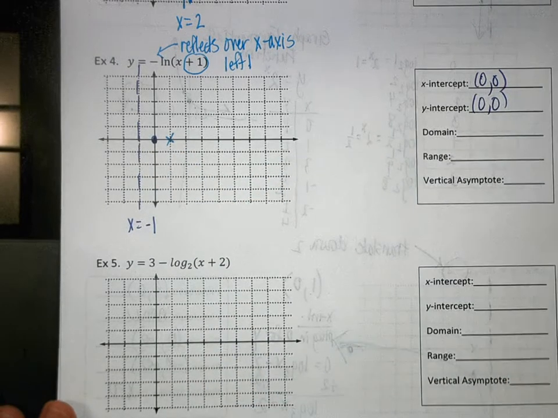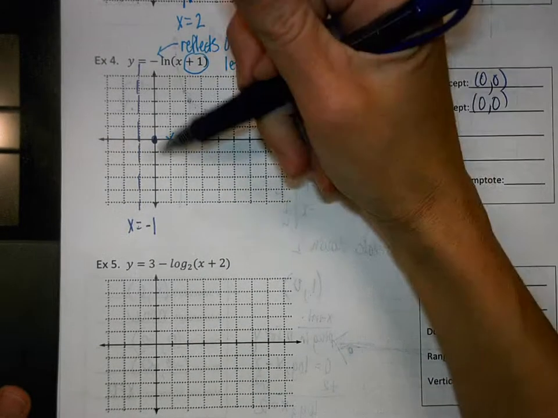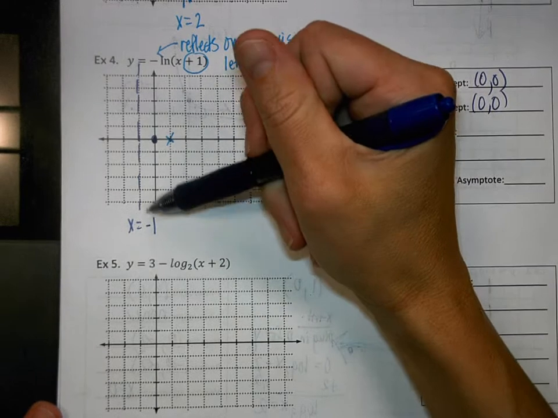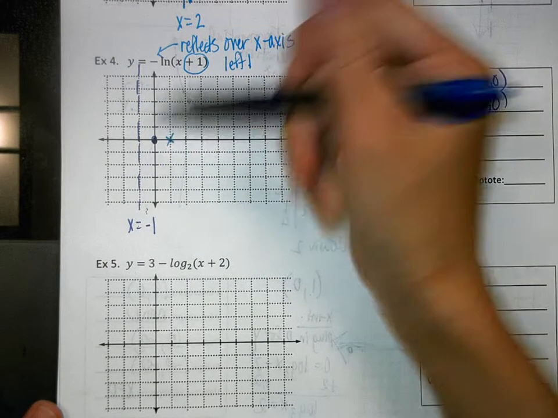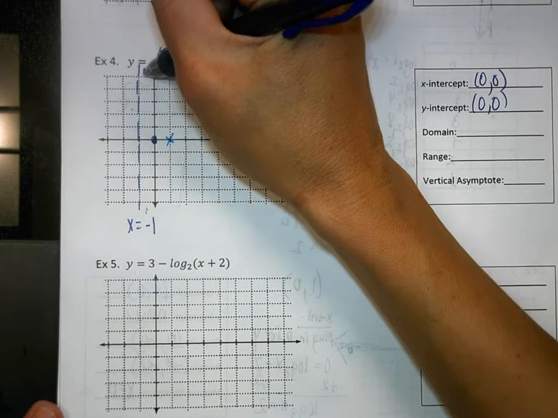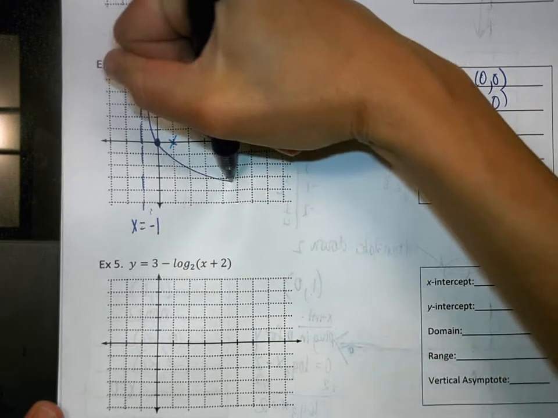And so let's go ahead. When we're graphing this one, again, normally it gets close here to the asymptote going down, but when we do the reflection, it's going to go close going up. And then we're just going to draw it like this.